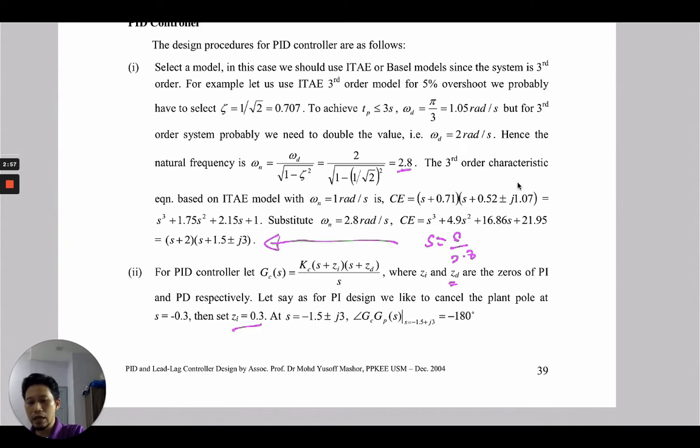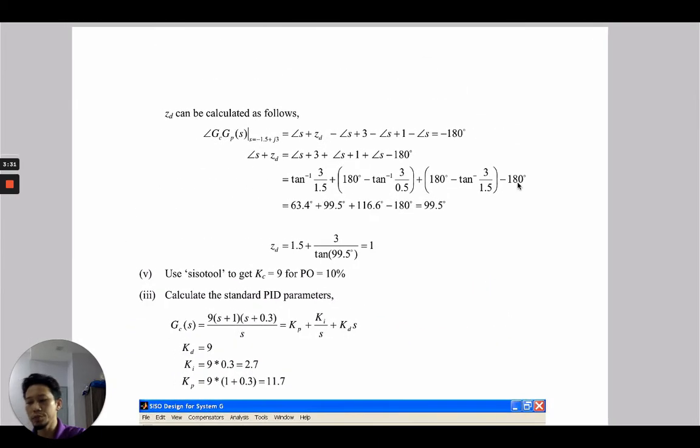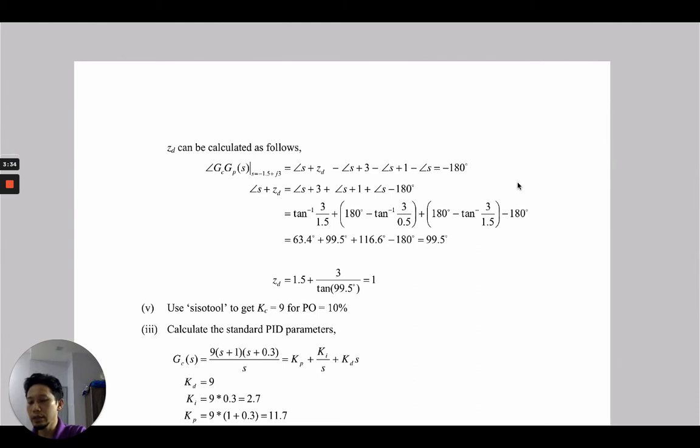Okay, and we want the root locus to pass through the point negative 1.5 plus minus j3, because we want the overshoot to be 5%, as we have previously mentioned in the first step of this PID controller design. So what we do here, as in the previous examples, is we find the Zd. What we have left here is only s plus 3 and s plus 1, because we have cancelled out the other term.